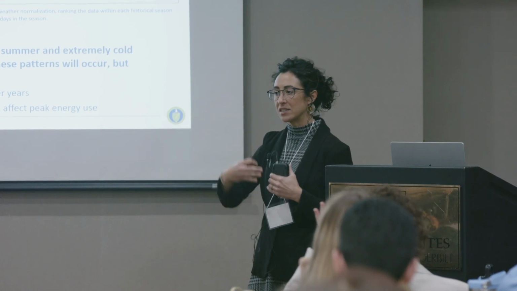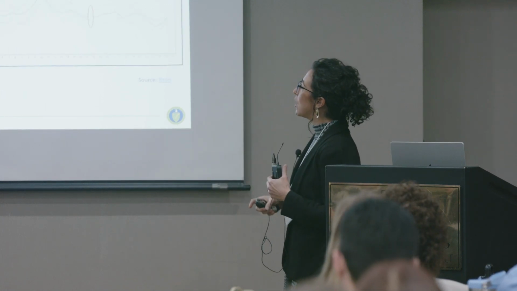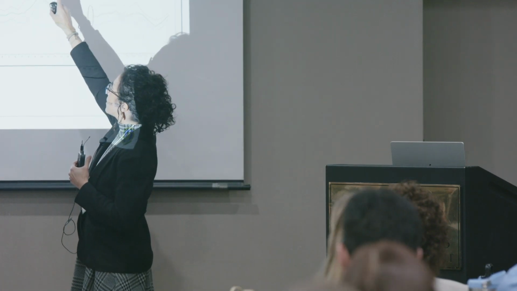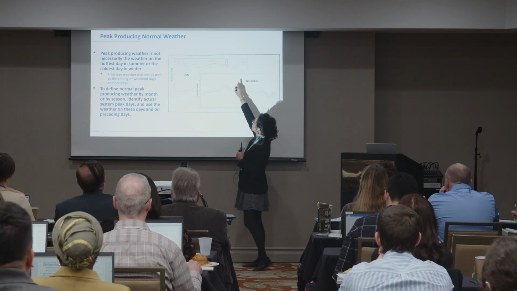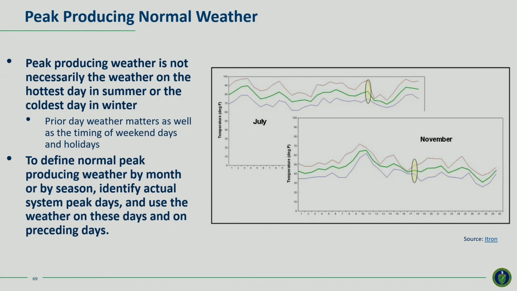You want to normalize it so it's a little bit higher for your planning. And this is an example of that, of peak producing weather. In July here, you have in red the maximum temperature, in green the average, and in blue the minimum. So in July, the maximum temperature that typically drives peak load in their models occurred on the 4th of July, and so it did not drive the peak load of the system. The peak load actually occurred on July 18th, which is marked there.